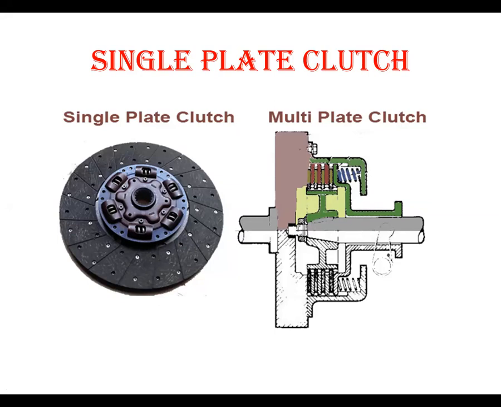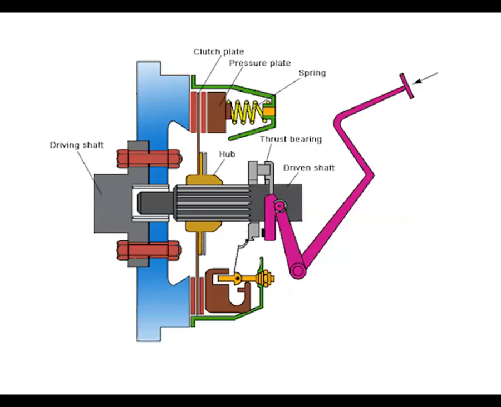And see this component, single plate clutch. Clutch is a very familiar component to all of us, which is used in the automobile industry. Different types of clutch we are using: single plate clutch, multi plate clutch, diaphragm clutch, etc. And now our topic is to draw the detailed parts, the drawing of detailed parts from the assembly drawing.